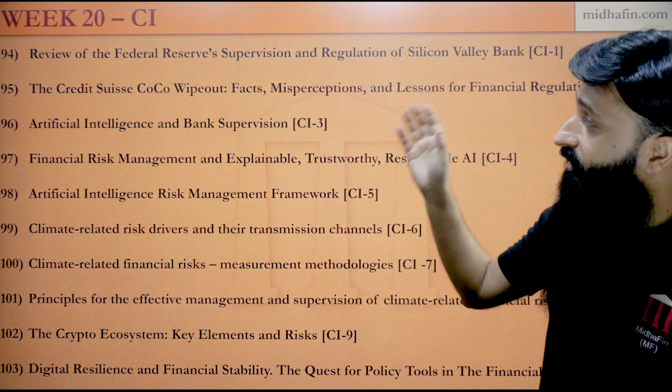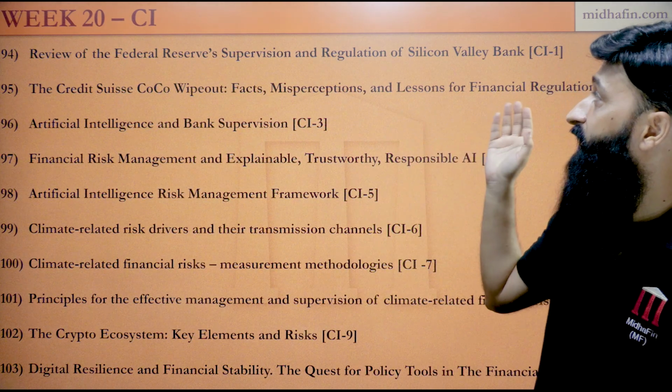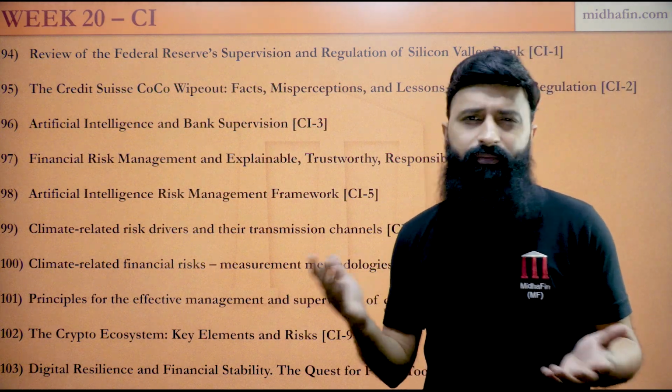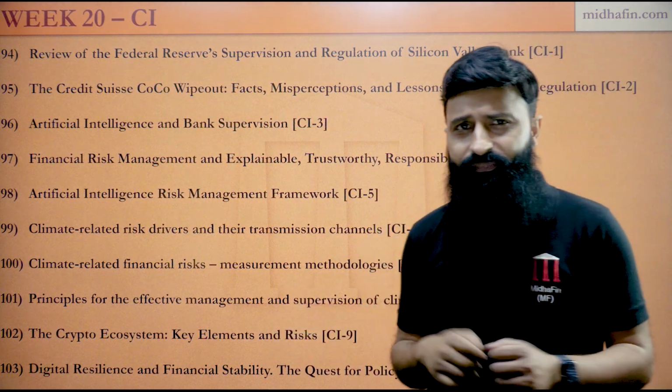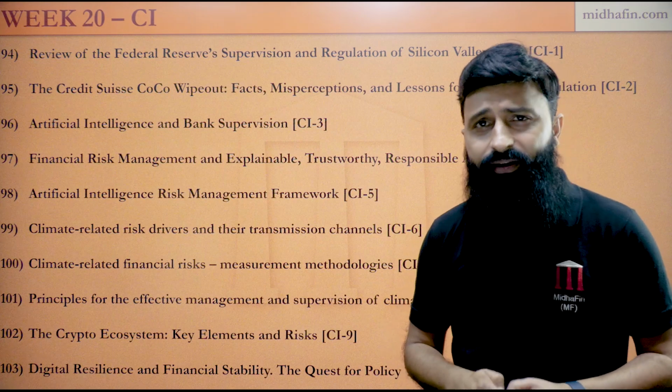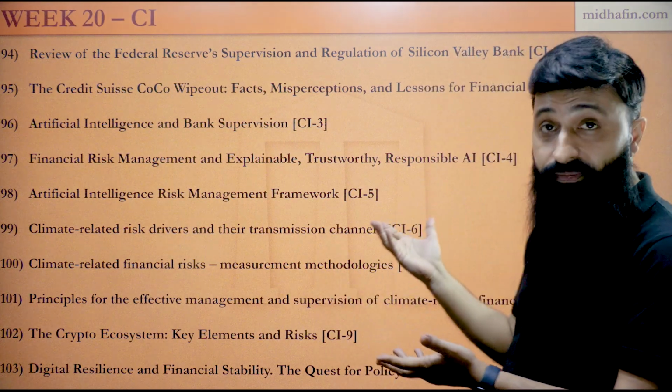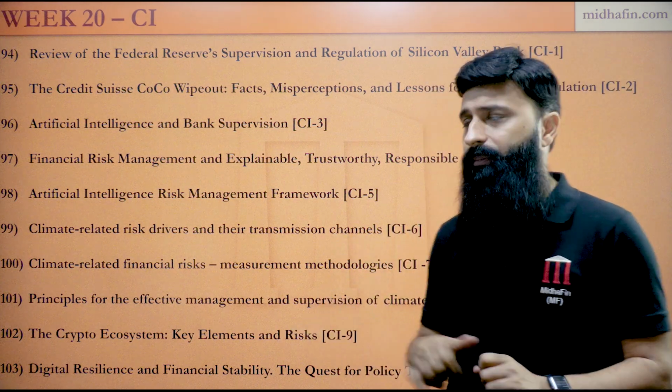So we start with a review of Federal Reserve supervision and regulation of Silicon Valley Bank. It discusses the events which led to, it's a very famous event last year, the failure of Silicon Valley Bank, deficiencies in the Federal Reserve's oversight, risk issues, governance, liquidity risk management, interest rate risk management, all these things will be discussed.